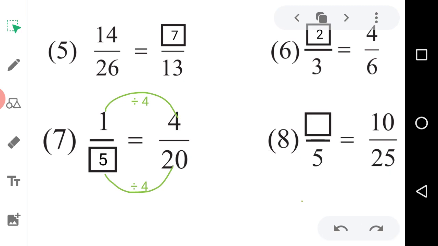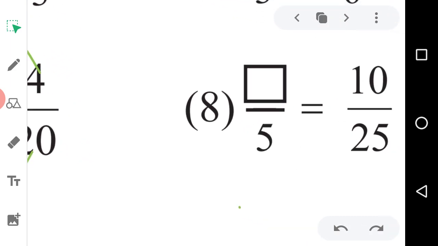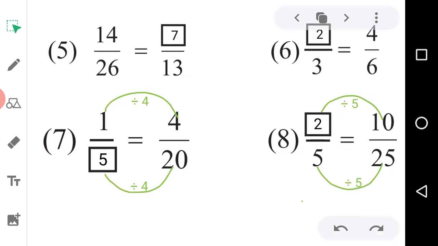Now see the next one. Here the fraction is given 10 upon 25. How can we get 5 from 25? If we divide 25 by 5, we get 5. So here we need to divide 10 by 5, which is 2. So here we get the fraction 2 upon 5, which is equivalent to 10 upon 25.